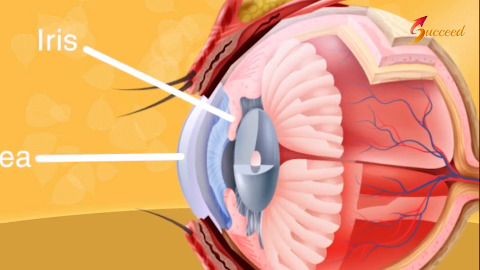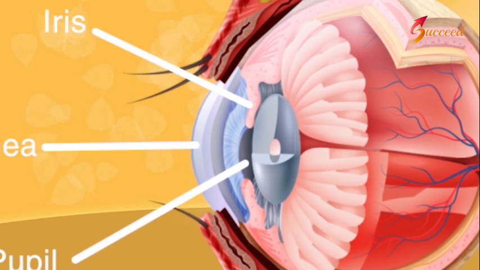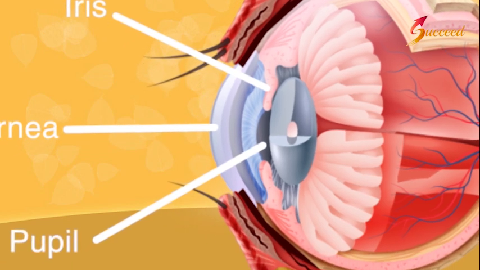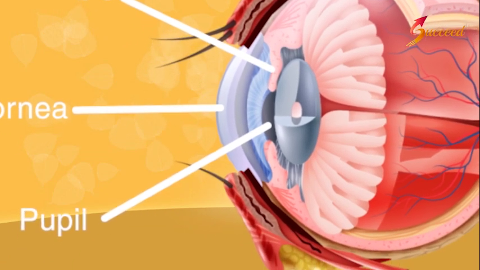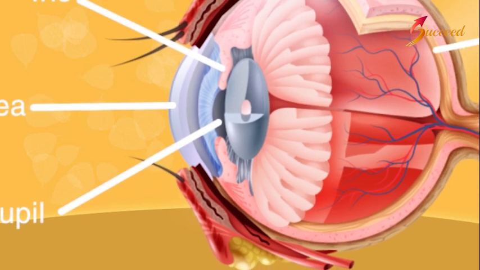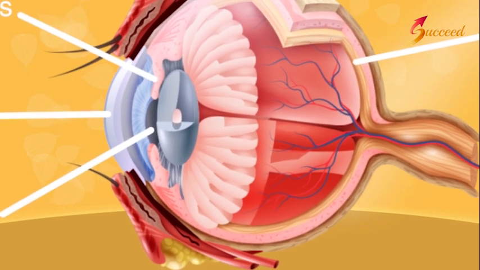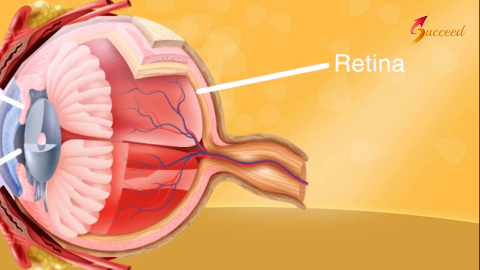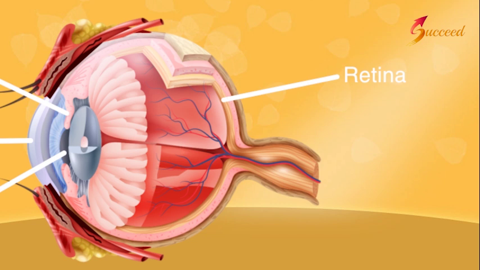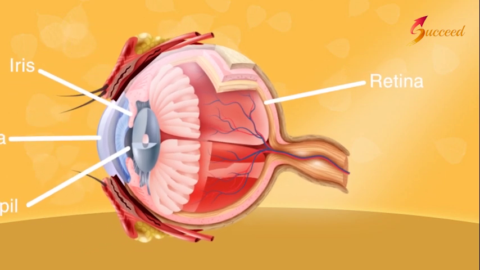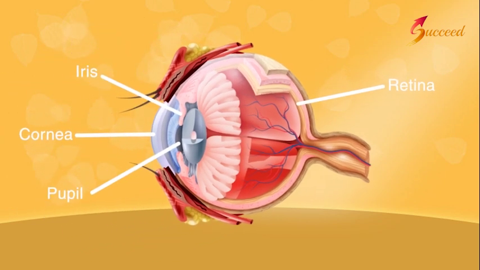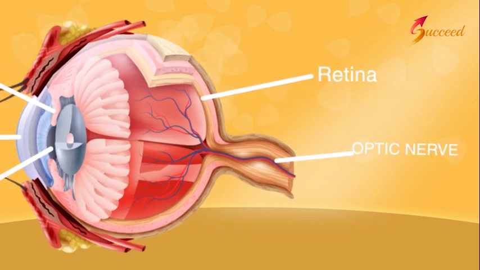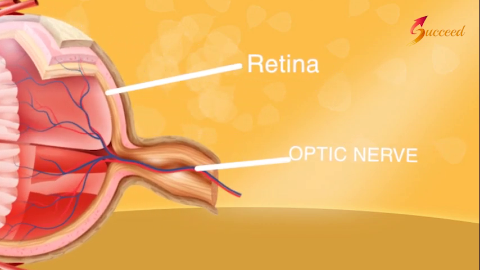Iris is a group of muscles which regulates the size of pupil. Pupil regulates the amount of light entering our eye. Next part is retina. It is a delicate membrane which consists of light-sensitive cells. These light-sensitive cells get activated in the presence of light and generate electric signals. These electric signals are carried to the brain via optic nerve.